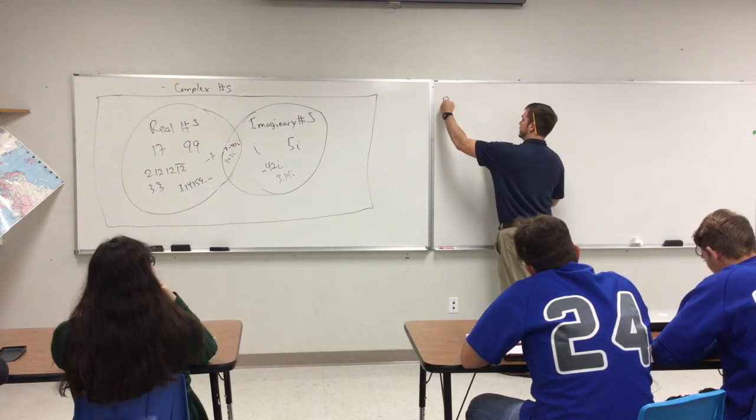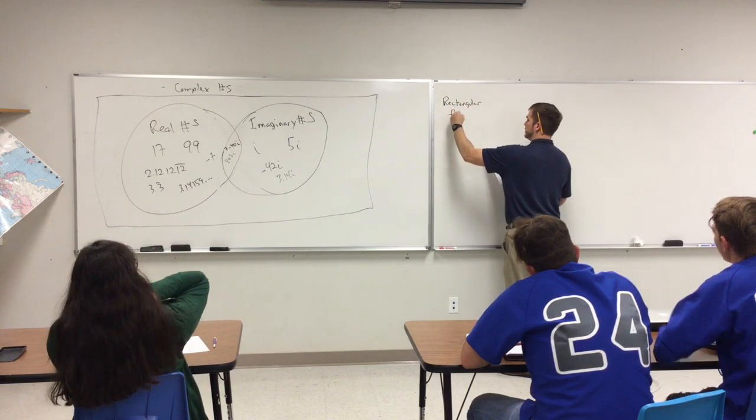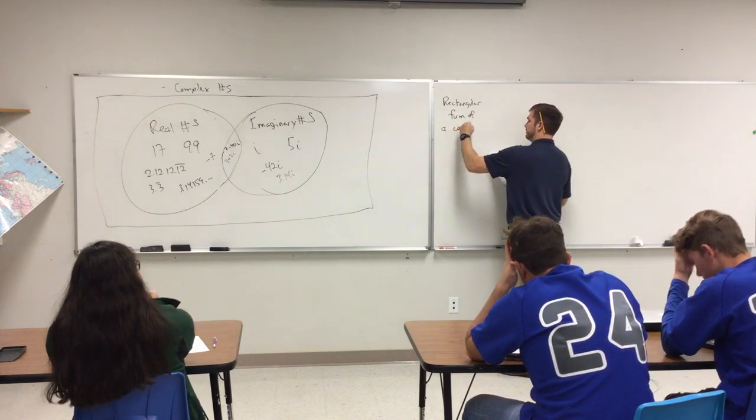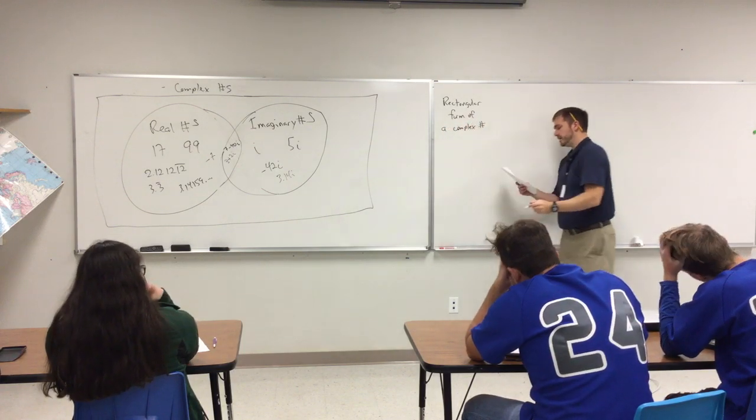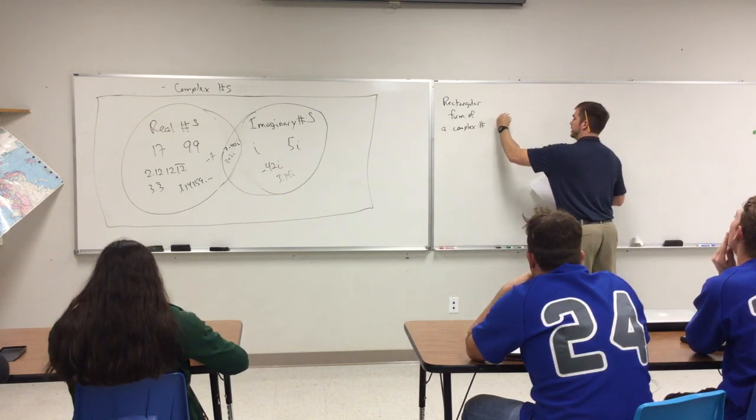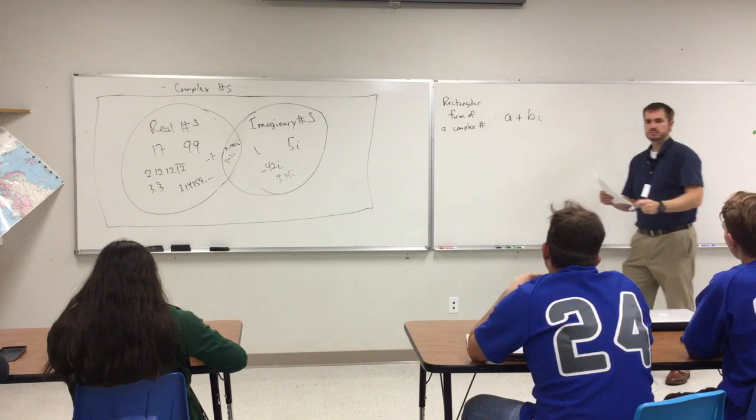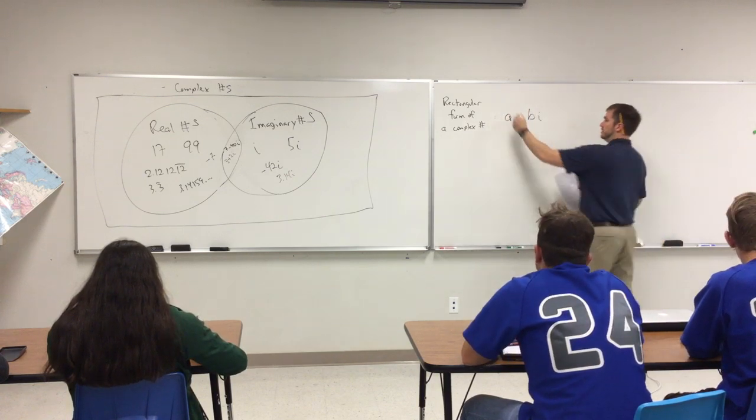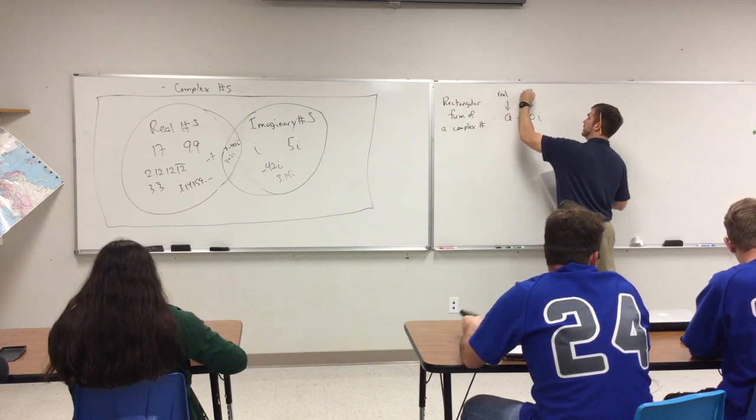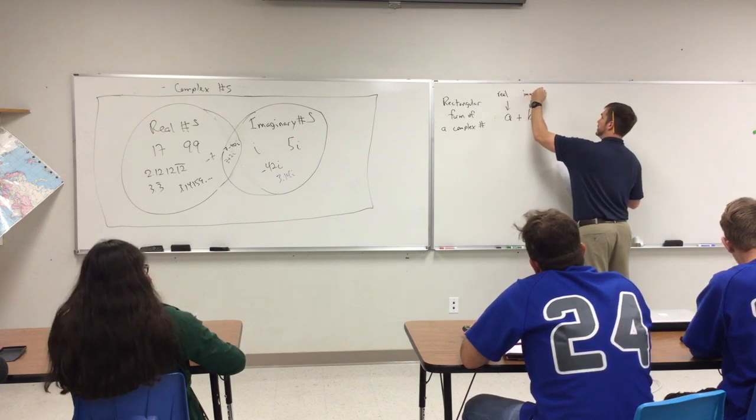So allow me to tell you the rectangular form of a complex number. This is the general form: A plus Bi, where A is the real part and B is the imaginary part.